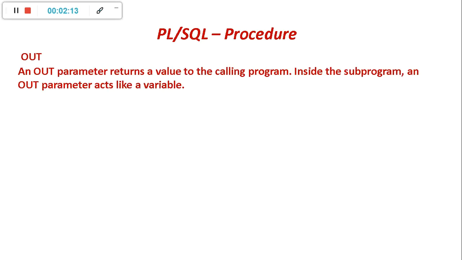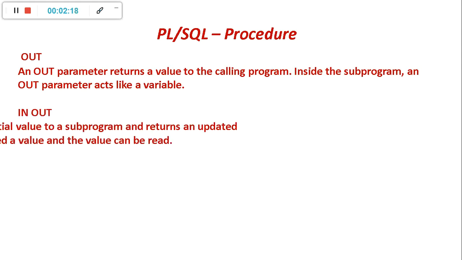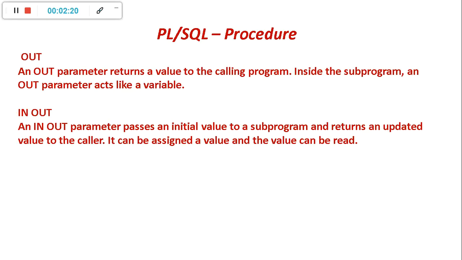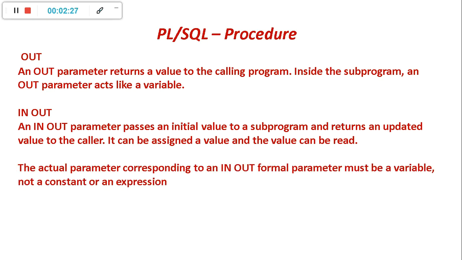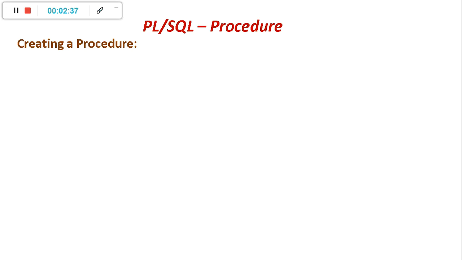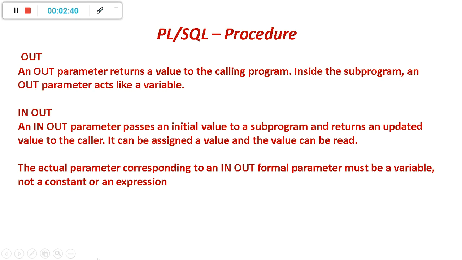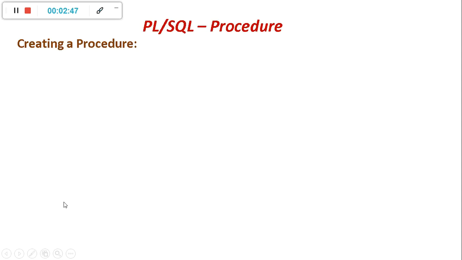Now we see the OUT parameter. It returns a value to the calling program. Inside the subprogram, an OUT parameter acts like a variable. Next, IN OUT. An IN OUT parameter passes an initial value to a subprogram and returns an updated value to the caller. It can be assigned a value and the value can be read. The actual parameters corresponding to an IN OUT formal parameter must be a variable, not a constant or an expression.